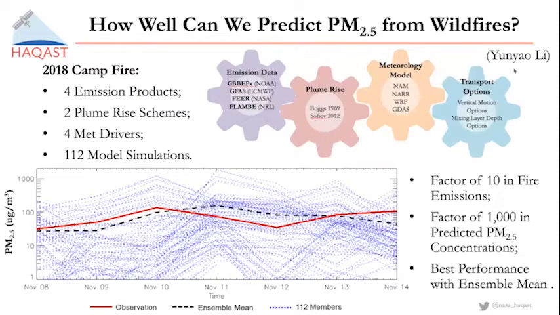We had some excellent sessions early on wildfires. And here we just want to quickly show a simulation that our group did as a part of Susan O'Neill's Tiger team, where we tried to put together all the emission sources that we can find and also consider plume rise and different meteorology drivers, and see how well we can actually predict PM2.5 concentrations from the wildfires. Because of bandwidth, we were only able to study 4 emission products: GBBEPx from NOAA, GFAS from the European Center, FEER from NASA, and FLAMBE from the Naval Research Lab.